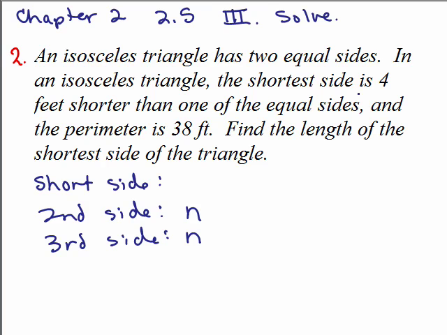It says the shortest side is 4 feet shorter than one of the equal sides. So we take one of the equal sides and we're going to subtract 4. 4 feet shorter. Don't write 4 minus n.